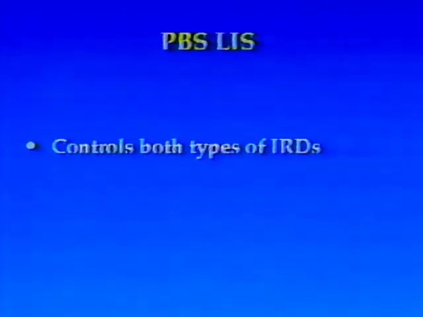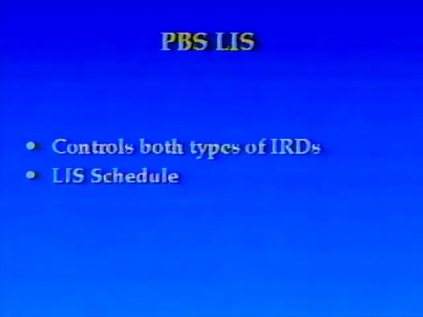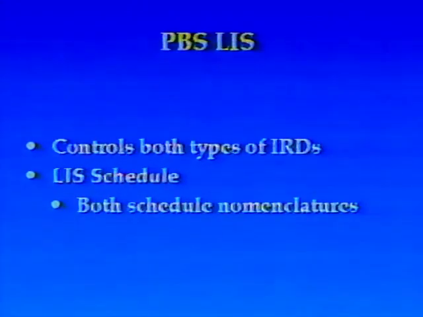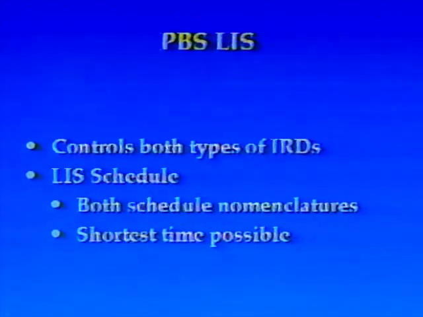Now, what about LIS? Well, now you're on to one of my favorite topics. Something I wanted to tell you is that LIS does control both types of IRDs, both the 1500s and the 4400s simultaneously, to allow you the most flexibility in making the transition. The LIS schedule will have both schedule nomenclatures included during the transition period. Now, I am going to do this for the shortest time possible, and I'll be working with the individual LIS stations to get them transitioned because I have to do that duplicate schedule manually, and I'm a little bit lazy.